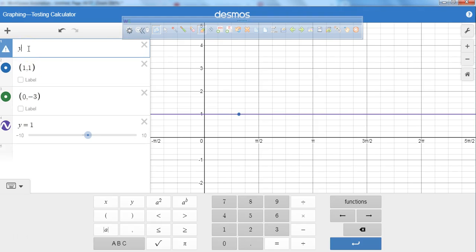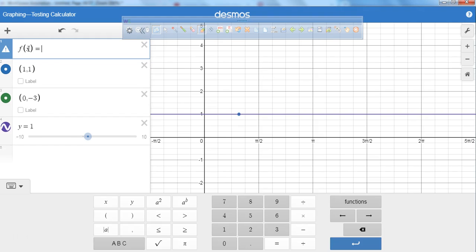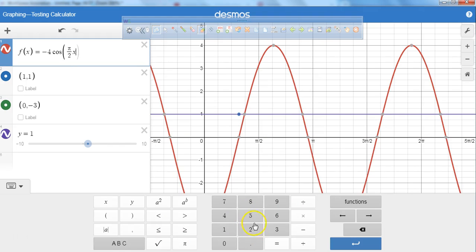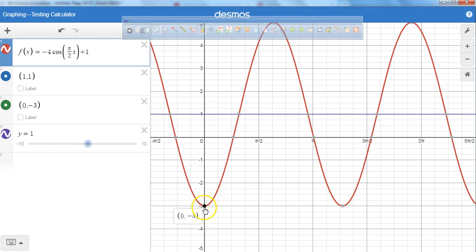And our final answer, now you can type in f of x if you want. It knows function notation. Y equals -4 cosine. And then I'm going to go down here to hit the pi divided by 2, the little x right there. And then we said we had to shift it up 1 unit. And now we're going to take a look at everything and see if it works. Hey, look at there. There's 0, -3, which is our minimum point. That's perfect. Right there is 1, 1.